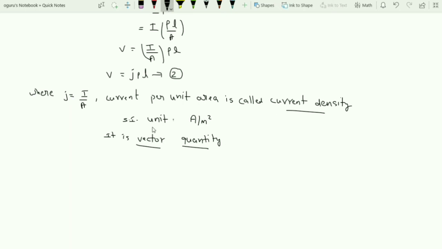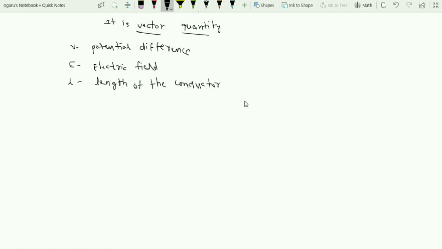It has a direction. Now, if V is the potential difference applied between the ends of the conductor, then the electric field E is established between the ends of the conductor, and L is the length of the conductor. Then we can write the relation E is equal to V by L. This is the relation between electric field and potential difference. From this we can write V is equal to E into L. Let it be taken as equation number 3.